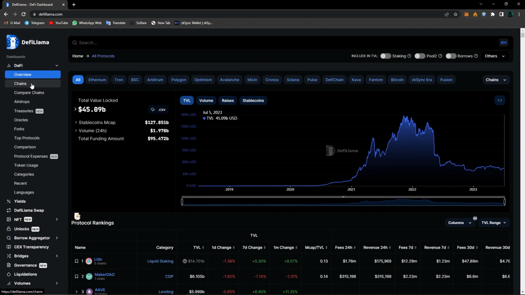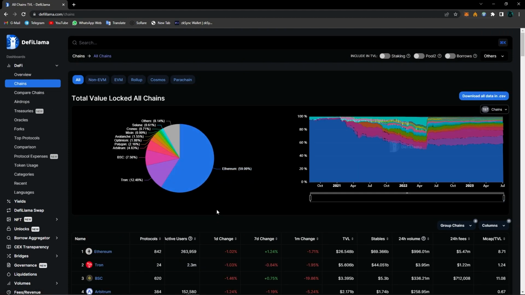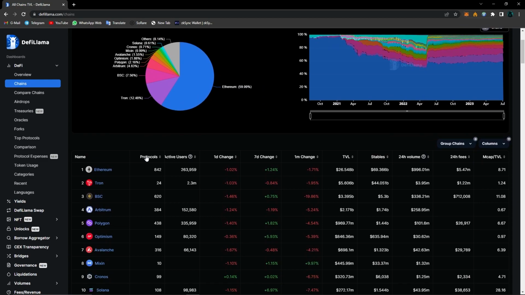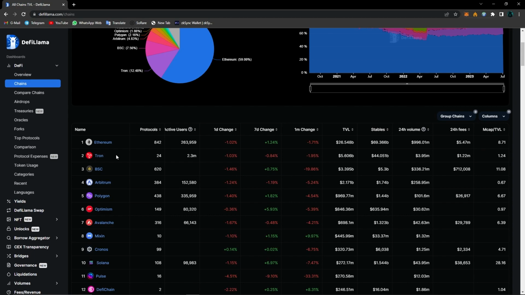Now let's have a look at chains. So when we open chains, we can see different information about each one of them. So for example, Ethereum has 842 protocols, nearly 265,000 active users. Again, we can see the one-day change, 7-day change, 1-month change, total value locked, stables, and so on and so forth. In the second place, we can see Tron.